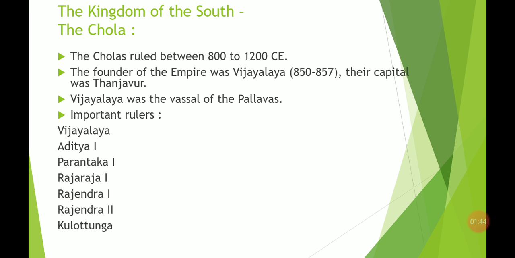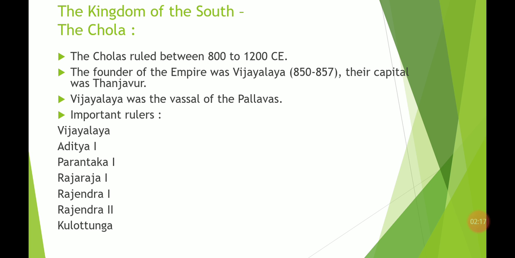As I explained in the last videos, vassal means samantas or chieftains. They have some territories given by the main king, and they rule in those particular areas, and in return they provide tribute to the king, such as soldiers and taxes, and many more things. Like that, Vijayalaya was a vassal of the Pallava dynasty.